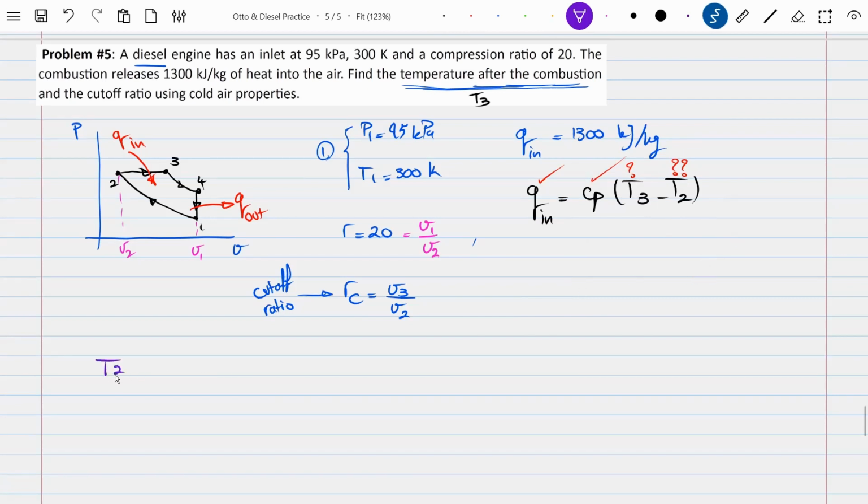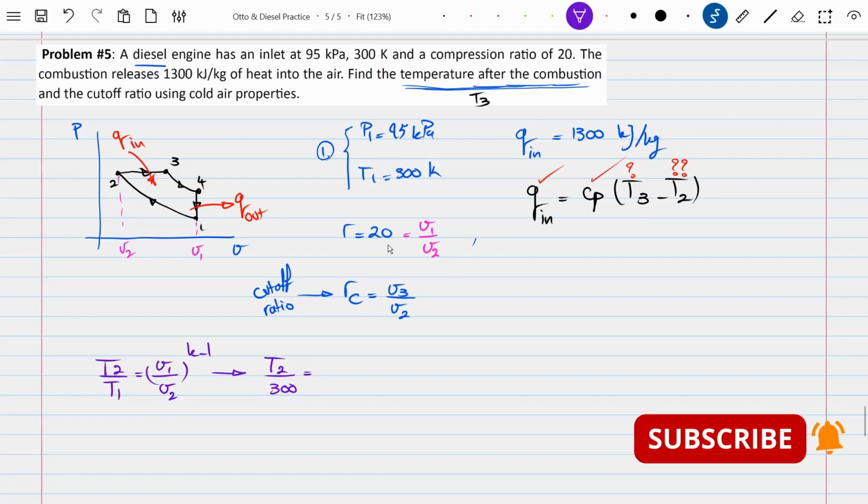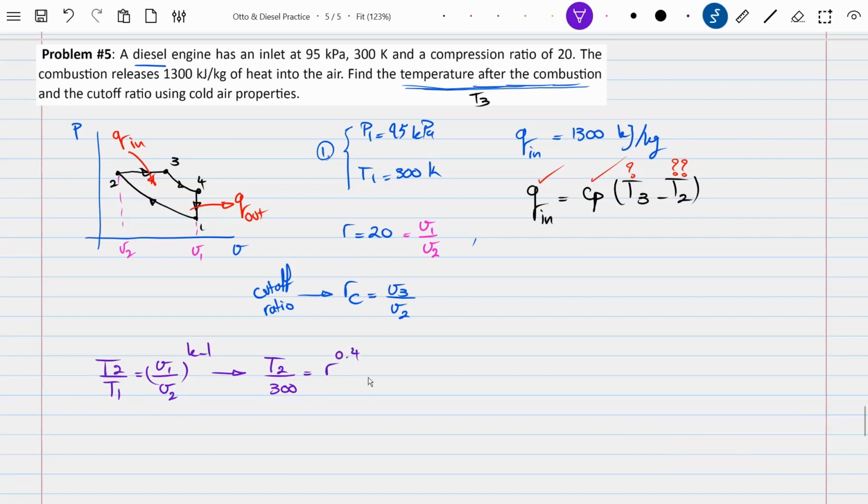I can relate T2 to T1 through the isentropic compression. So T2 over T1 is V1 over V2 raised to k minus 1. So T2 over 300. Now V1 over V2 is the compression ratio. So you are looking at r raised to 0.4, which is just 20 raised to 0.4. Easily, T2 is 994.34 Kelvin.